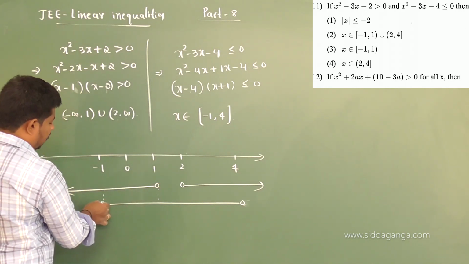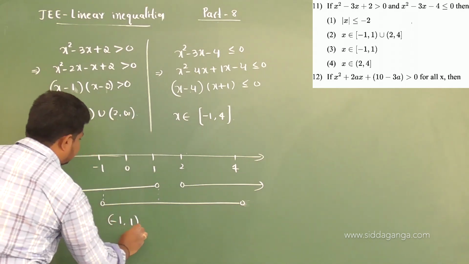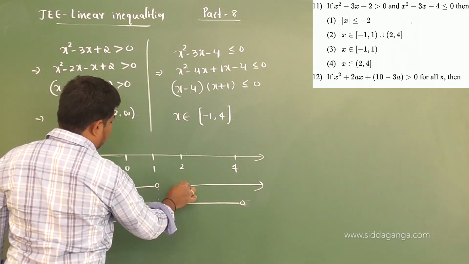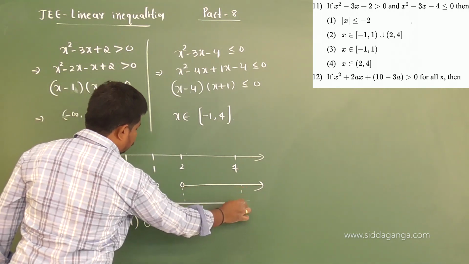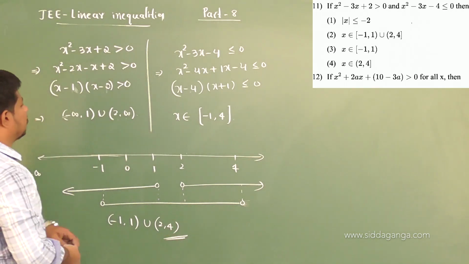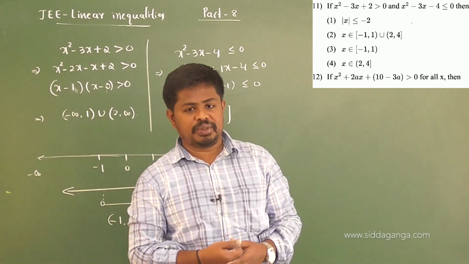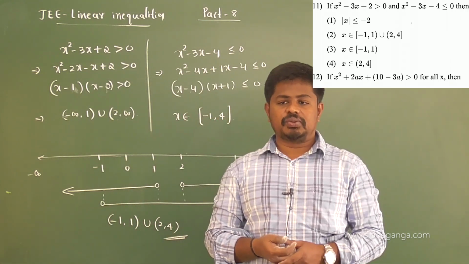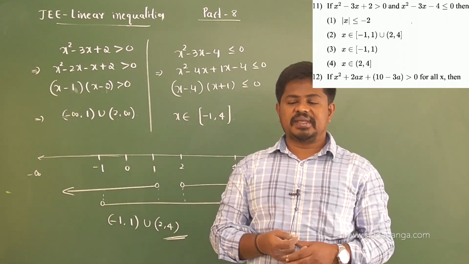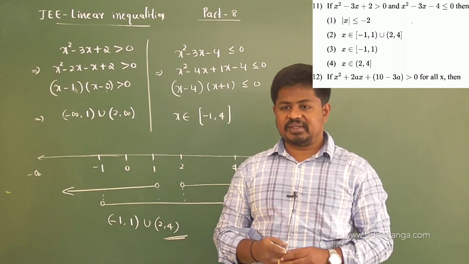Not both are including. So -1 to +1 union. Here the common values are 2 to 4, so union 2 to 4. So this will be the solution set of both the inequalities. You mean x square minus 3x plus 2 is positive and x square minus 3x minus 4 is negative or 0. Both are true for these values of x.